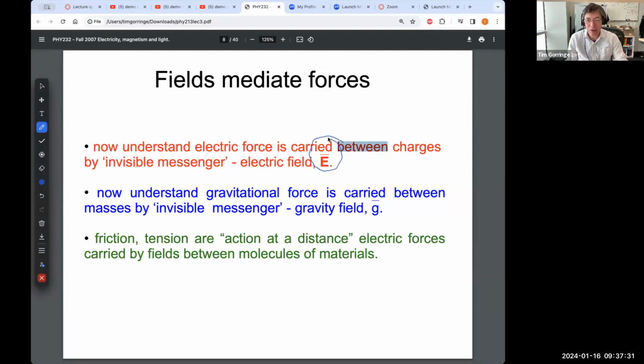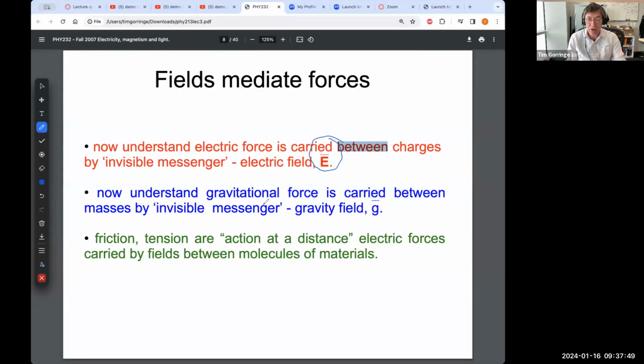We give it a symbol E for the electrical field. That's the mediator of the electrical force between electrical charges. And it's a vector quantity, like force is a vector quantity. So that's the line on the hat here on the E.